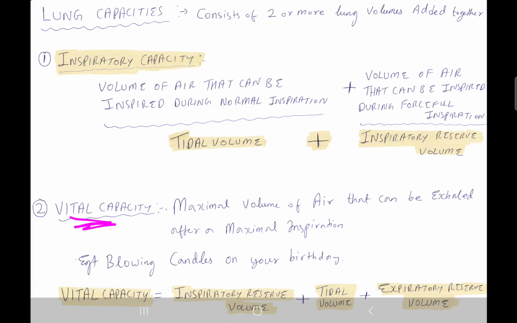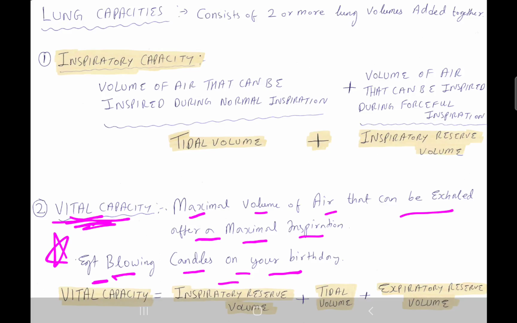Vital capacity is the maximal volume of air that can be exhaled after a maximal inspiration. The best example to describe vital capacity is blowing candles on your birthday. Vital capacity is equal to inspiratory reserve volume plus tidal volume plus expiratory reserve volume.